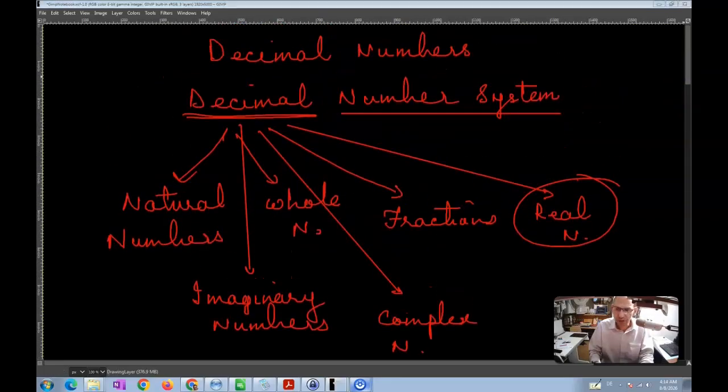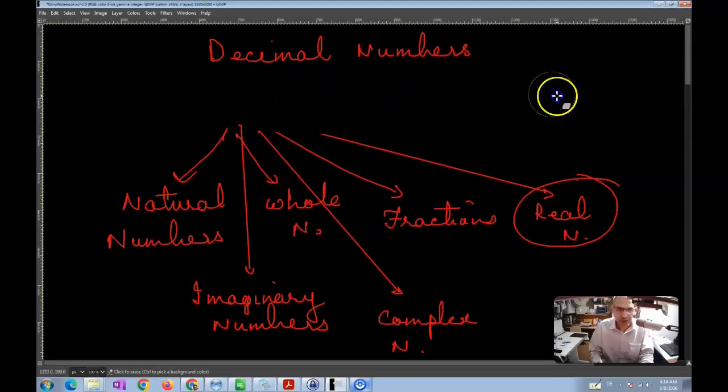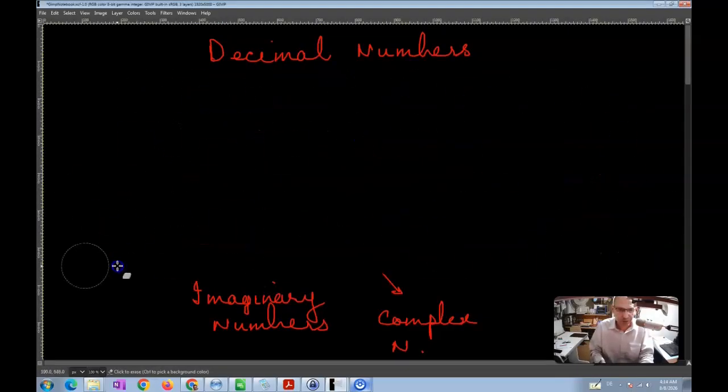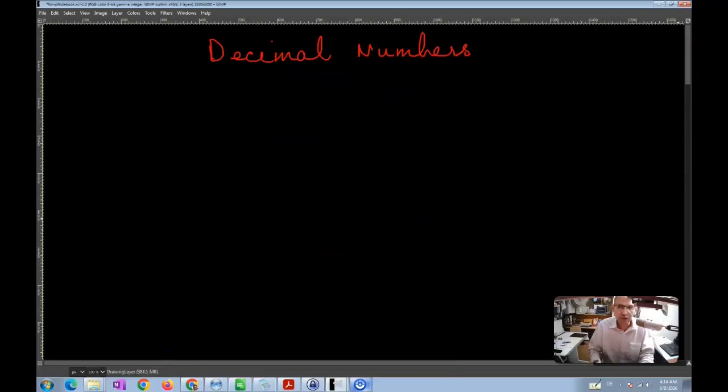The difference between a decimal number and a non-decimal number is that the decimal number has the decimal point and the decimal digits to the right of the decimal point. For example, a decimal number looks like 1234.56, right? Now this over here is a decimal number. And you have this part over here, which is called the whole part.